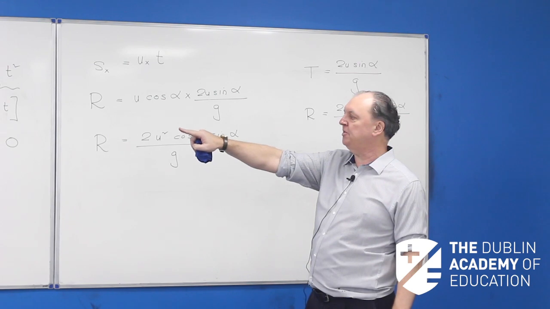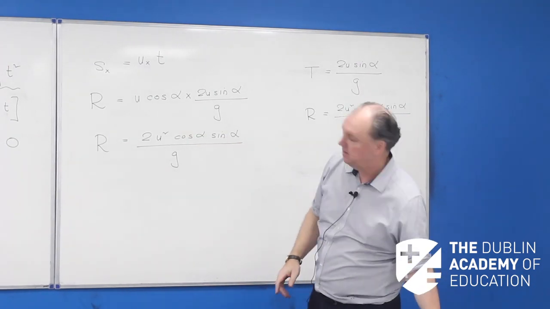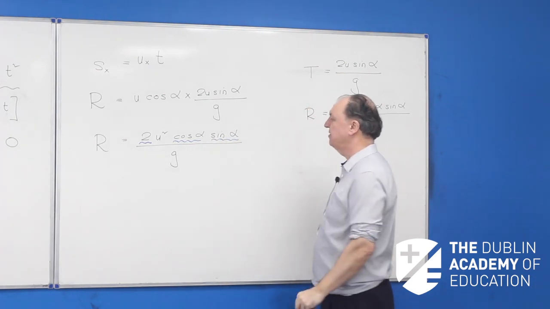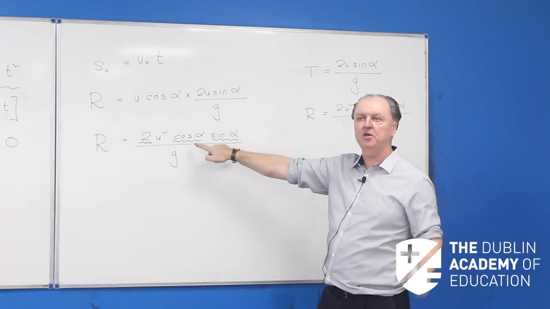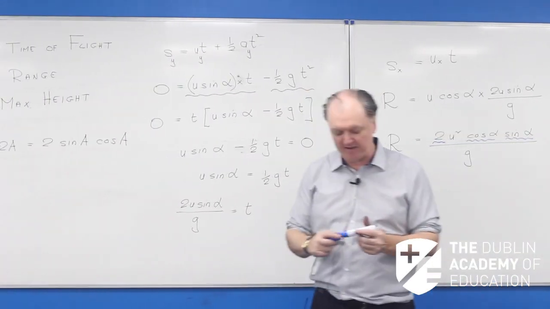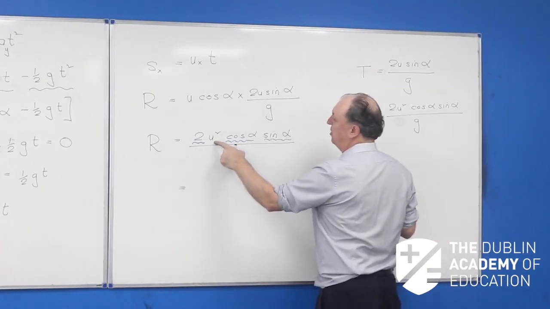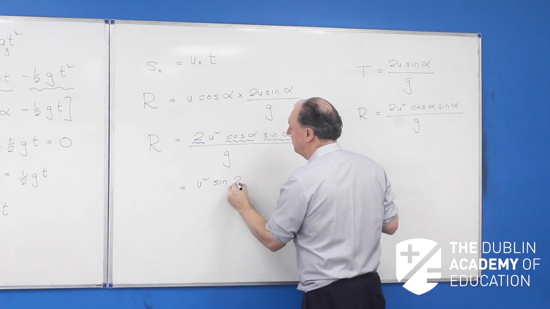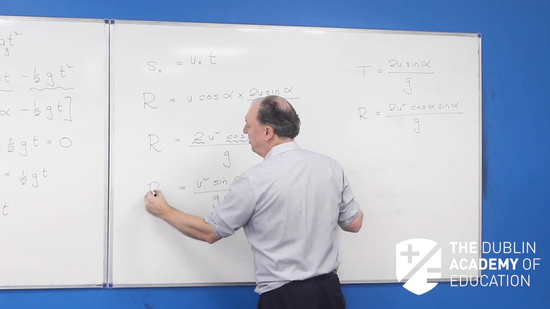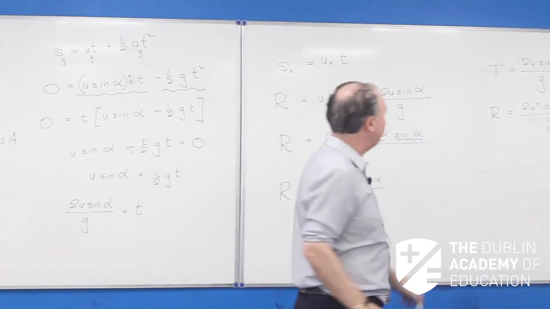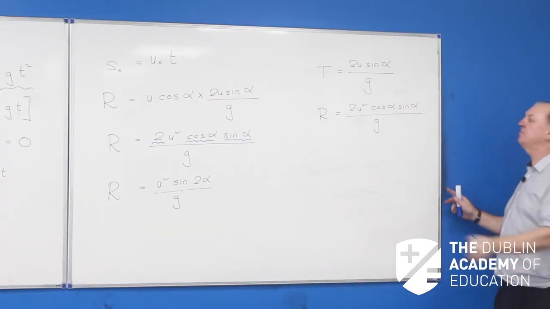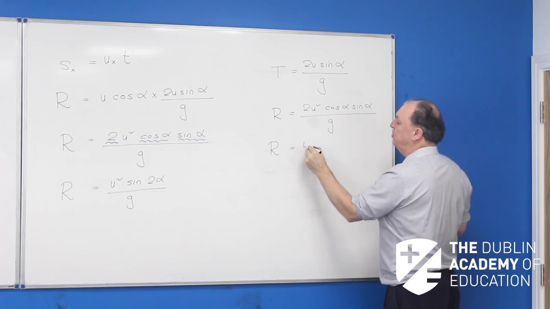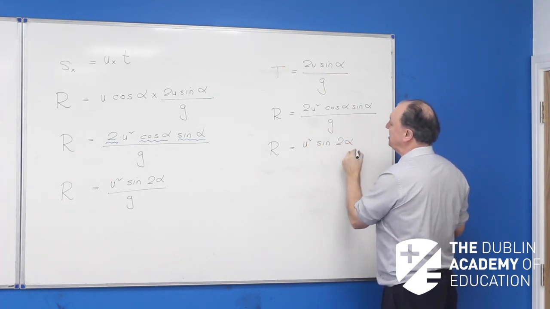Sine 2a is 2 sine a cos a. Well, there's 2, there's cos alpha, there's sine alpha. I've got there 2 sine alpha cos alpha. You know what that is? That's the sine of 2 alpha. So I can now write down u squared, all that stuff highlighted with the blue underneath it, is the same as sine 2 alpha divided by g. So now I have another way of writing down the range. And I'll write that down as well. When they ask you to prove the range, sometimes they might ask you to go that far. Sometimes you might have to go a bit further using the sine 2a formula. So it's u squared sine 2 alpha divided by g.